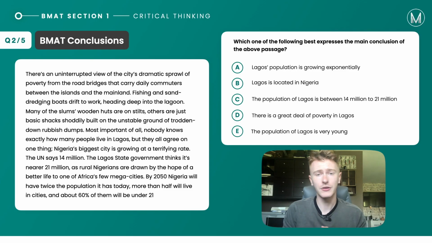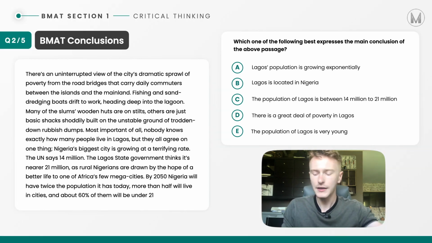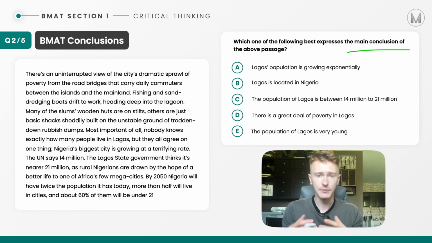Great. Hopefully you've had a chance to have a go at that question on your own. Now let's go through it together. So the first thing I'm going to do in this question is highlight that this is all about conclusions. And that's really key because it frames the way we read the text.